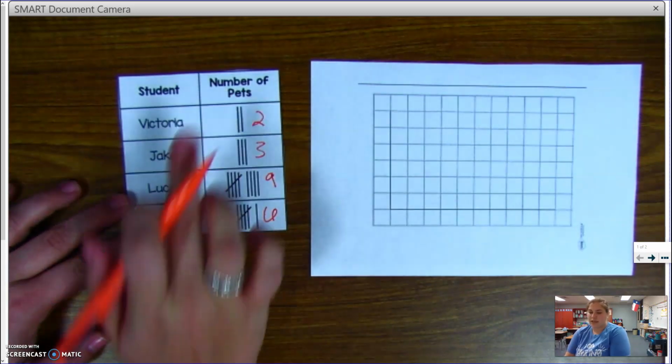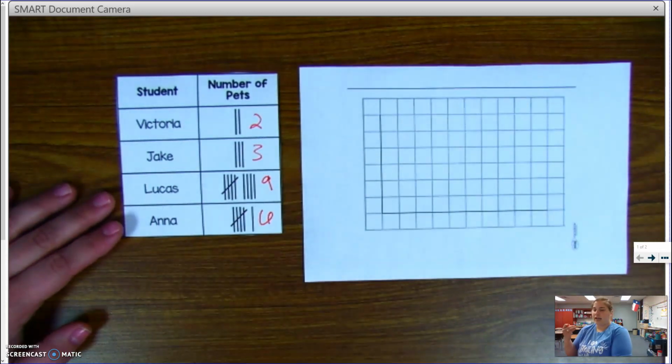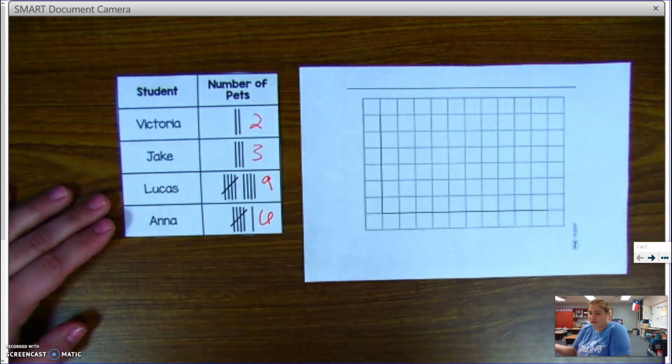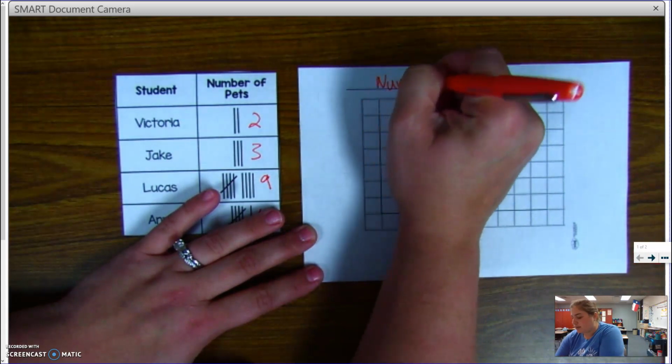So it says students and number of pets. So I'm trying to think of a good title for my graph. And I'm thinking number of pets is a good title. So I'm going to put that on the top here.